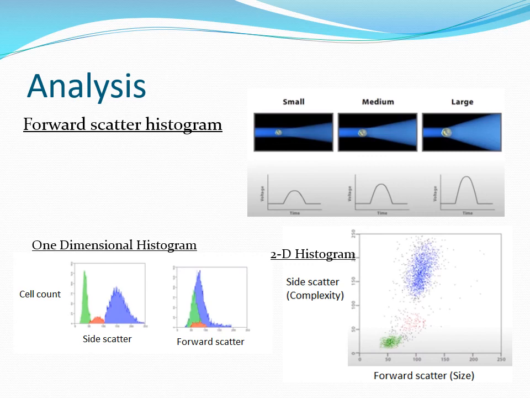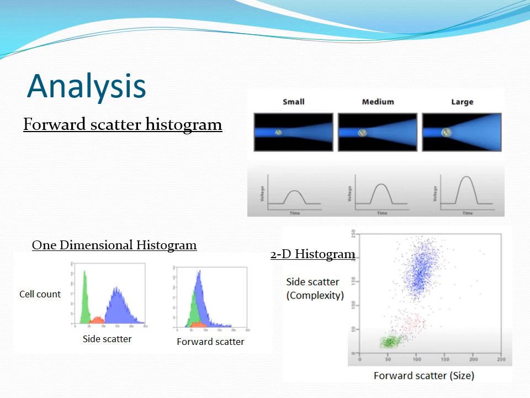Now, if we draw a one-dimensional histogram of this forward scatter, that is, cell count on one axis and the forward scatter on another, this is basically what we obtain. And if we draw this one-dimensional histogram for the side scatter, these are the different cell counts that we obtain.